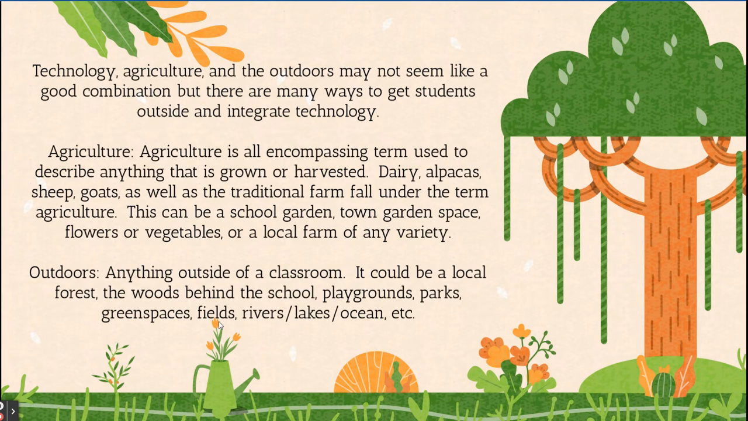So around your building, around your school, you may have a garden space. If you don't, get in touch with me and I'll help you get started on one. I've started lots of school gardens before. It could be a town garden, a green space, some woods adjacent to the school, whatever. Or if you live in a city and you don't have any local park or green space available to you, then local farms are a fantastic way to get out and see what's going on in terms of agriculture.